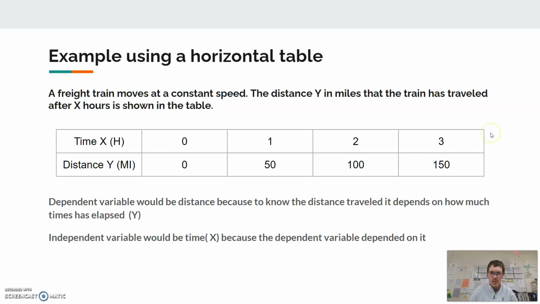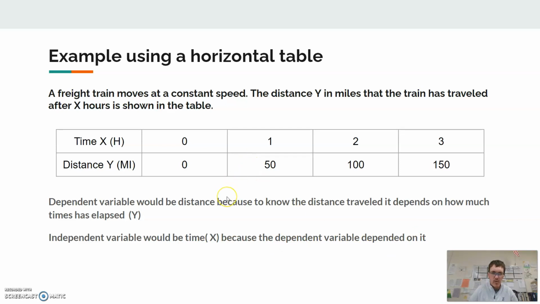So if we go 4 hours, we're going to go 200. Our distance traveled is going to be 200. So if we look down here, the dependent variable would be distance, because the distance traveled depends on how much time has elapsed. So our independent variable would be time, because the dependent variable depends on it.